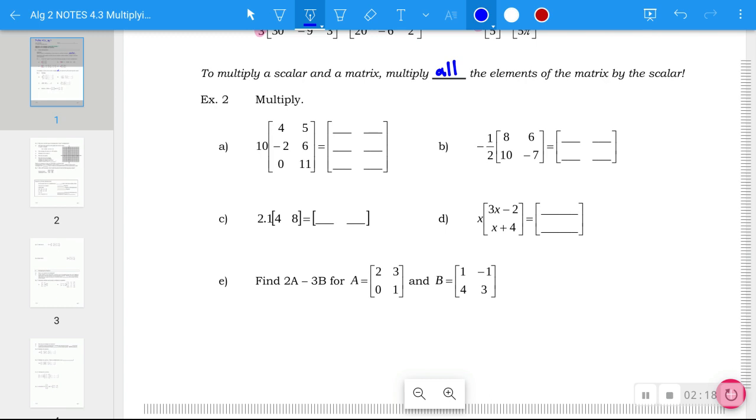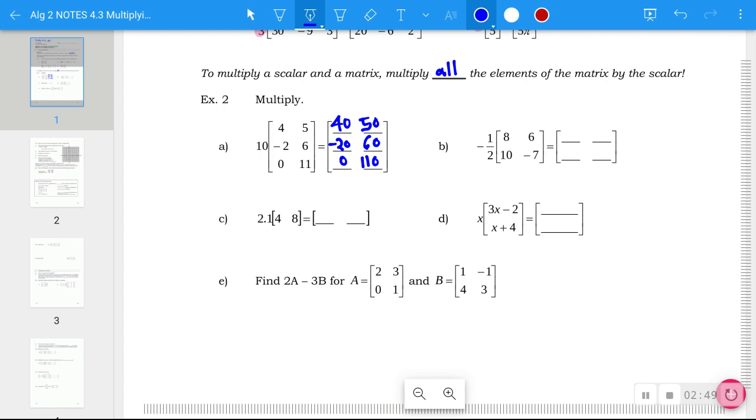So to start out here, I'm going to multiply 10 times 4, and that'll change the 4 into a 40. And then this 10 times this 5 is going to make that 5 turn into a 50. And we do so throughout. Multiply all of the numbers by 10. So the 6 becomes 60. The 0 stays 0 because 10 times 0 is 0. And you finally get 110 down in that corner.